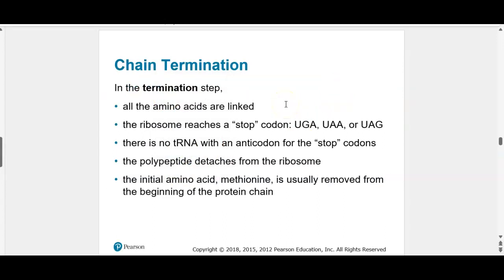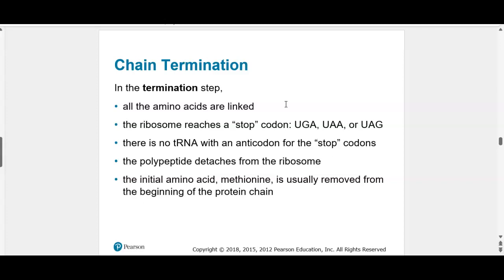So in the termination step, all the amino acids are linked, and you reach a stop codon. The ribosome reaches a stop codon, and there is no transfer RNA for a stop codon. So at that point, the polypeptide detaches, leaves the ribosome, it breaks free of it, and goes off to where it's going to be used in some organelle. It could be secreted into, I don't know, like the intestine or something like that, depending on where these cells are that are actually synthesizing this protein and what the protein is going to be used for.